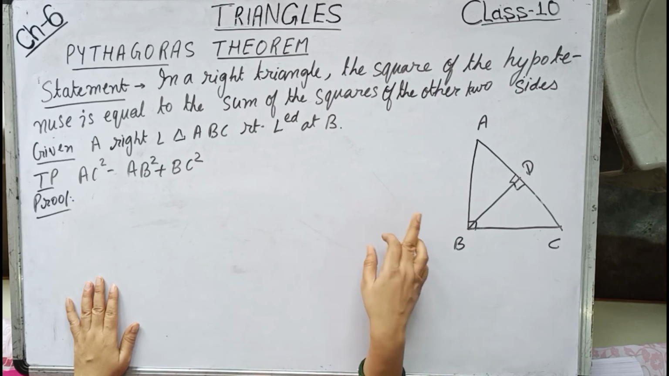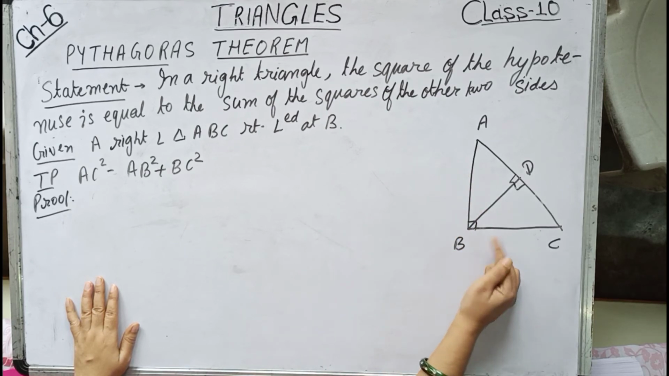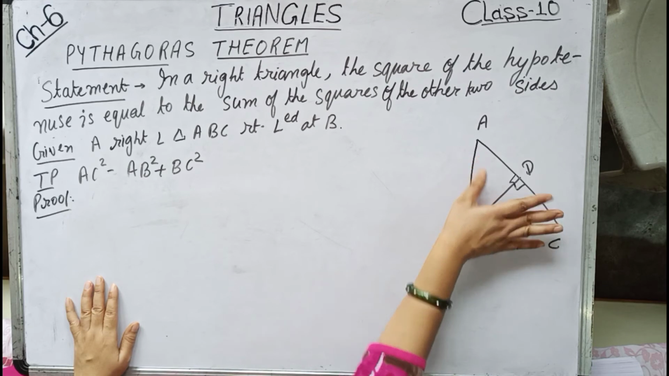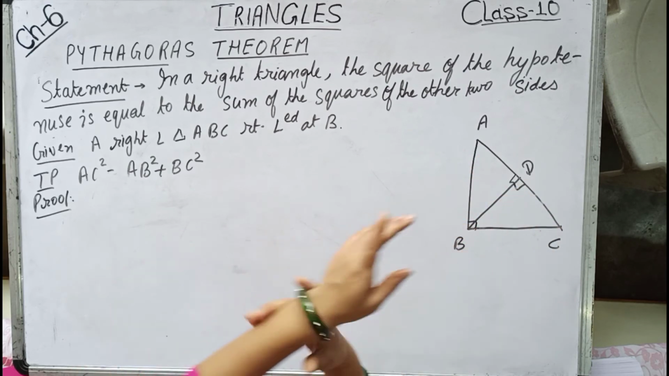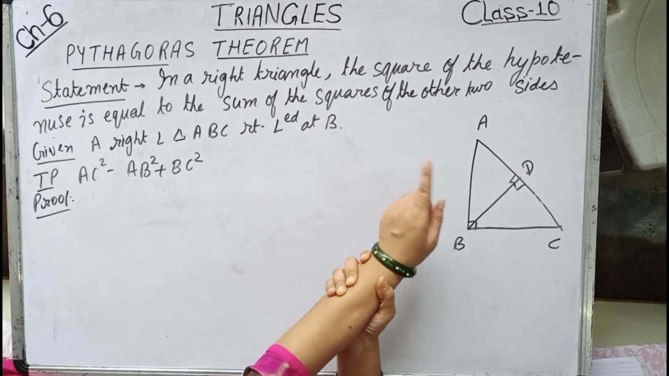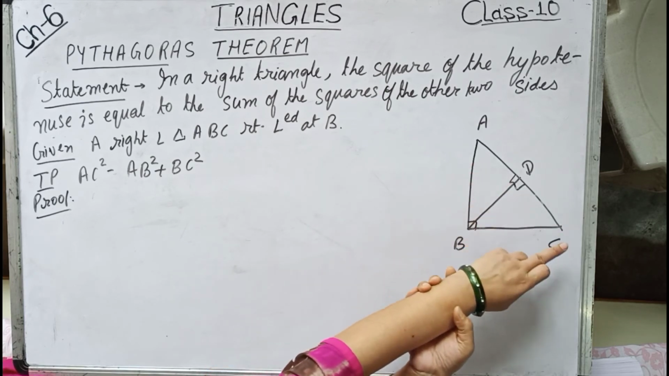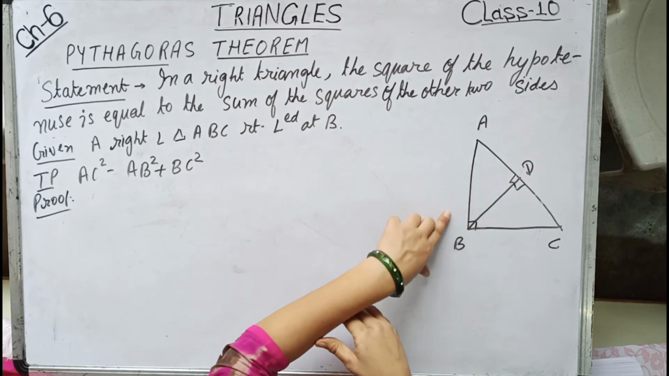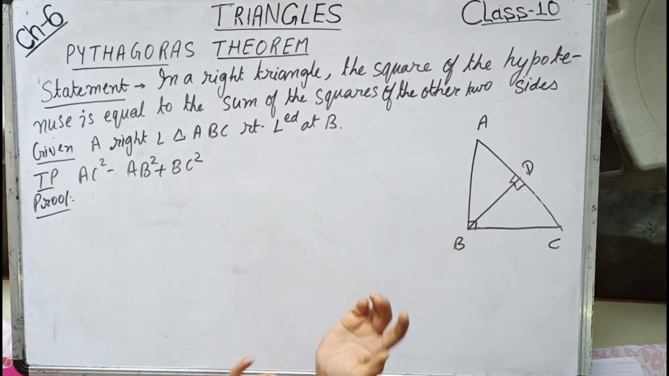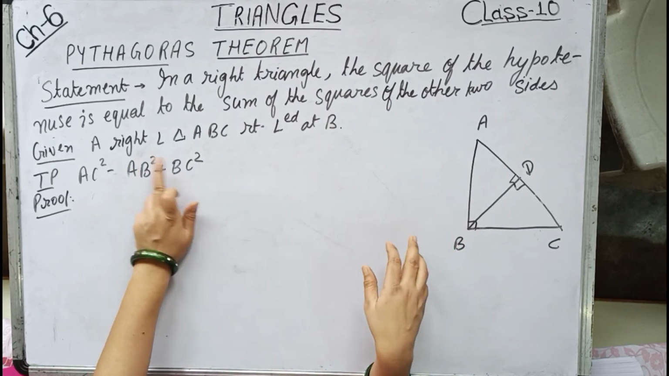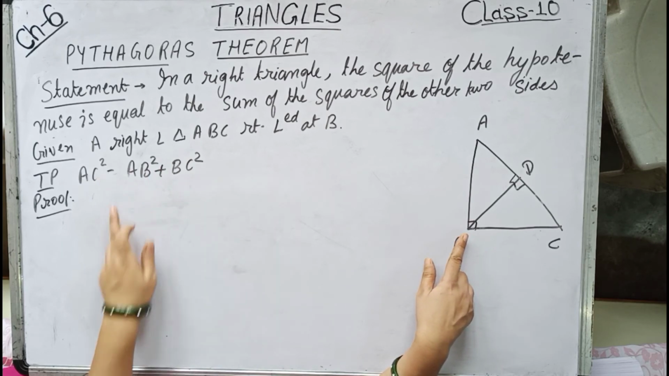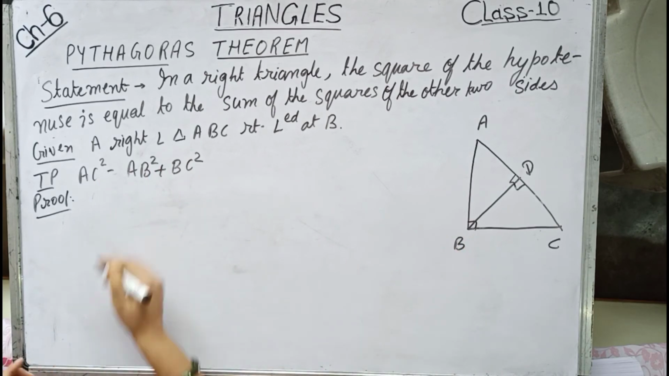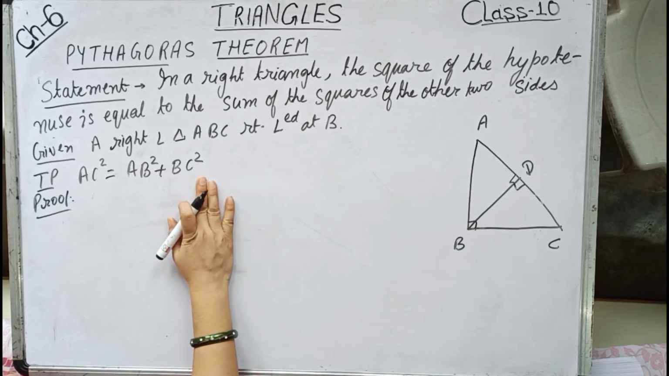So let us start. Now in a right angle triangle, we know that the hypotenuse is always the side opposite to 90 degree. So the theorem states that in a right triangle, the square of the hypotenuse is equal to the sum of the squares of the other two sides. That is, if ABC is a triangle which is right angled at B, then we have to prove that AC square equals AB square plus BC square.